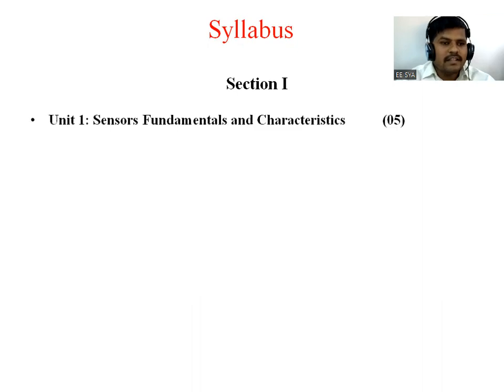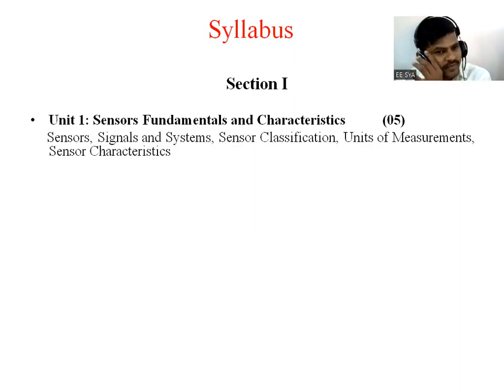In that, this total course includes 6 units. In the first section there are 3 units, and in the second section there are 3 units. The first unit is sensor fundamental and characteristics. The unit content of this unit is sensor. So what is meant by sensor? There are different strategies to define the sensor.